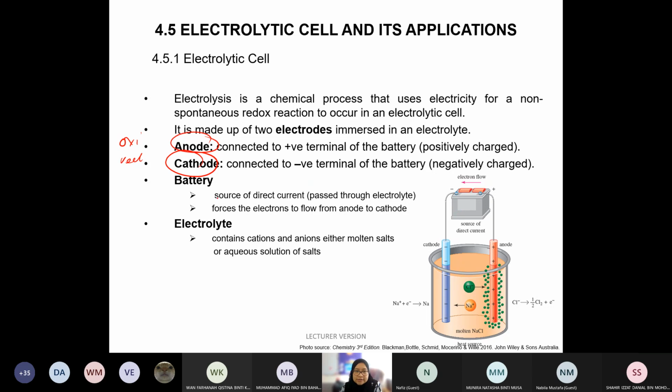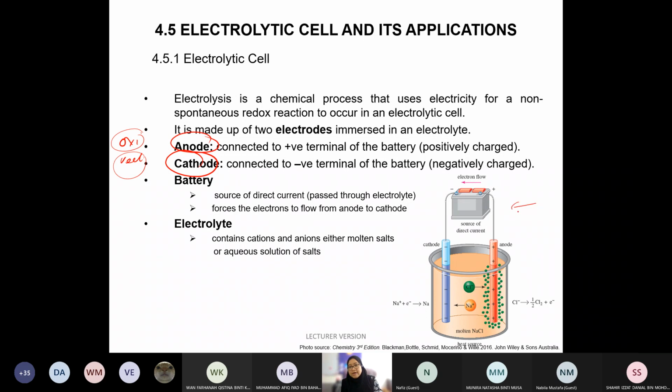So we need to have a battery. It's a source of direct current passing through the electrolyte. So this is like a pump. Dia nak non-spontaneous kan? So you have to add in battery. Battery is like a pump. Dia tarik the electron out, dia paksa. Battery itu macam external source, effort. Paksa the reaction take place. It forces the electron to flow from anode to cathode, but there's still oxidation to reduction. Electrolyte contains cations and anions, either molten salts or aqueous solution of salt.